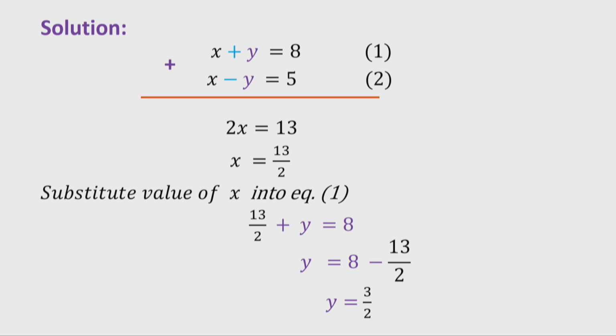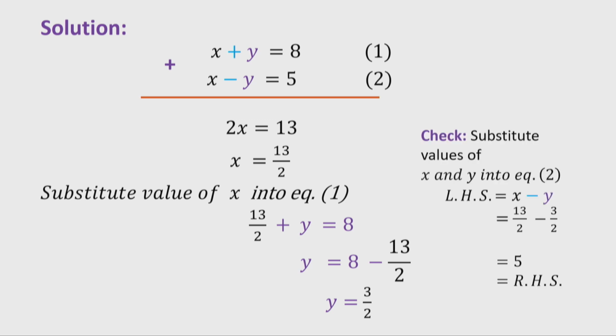Remember, you can always check your answers. So substituting values of x and y into equation 2. My left-hand side for equation 2 is x minus y. I replace x by 13 over 2 and y by 3 over 2, which is going to give me 10 over 2, that is 5, which is equal to the right-hand side.